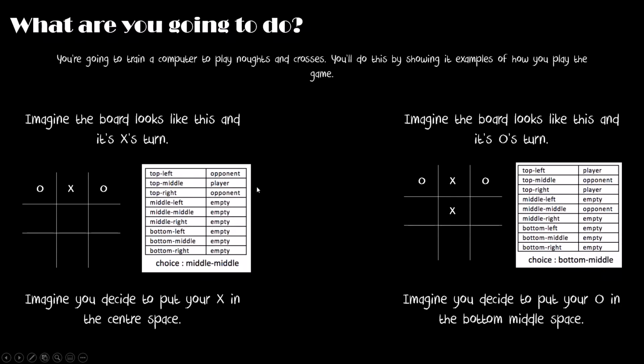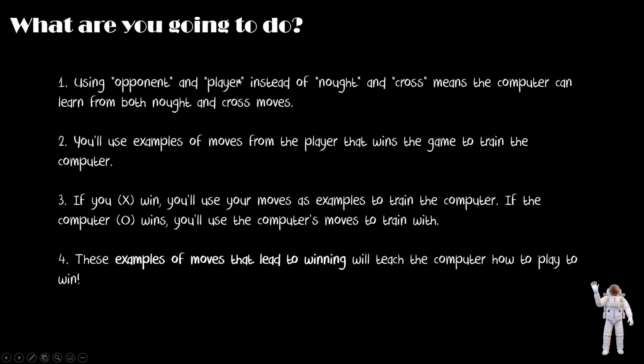Why do we do that? Using opponent and player instead of Noughts and Crosses means that the computer can learn from both Noughts and Crosses moves. You will use examples of moves from the player that wins the game to train the computer. If you, X, win, you will use your moves as examples to train the computer. If the computer, O, wins, you will use the computer's moves to train with. These examples of moves that lead to winning will teach the computer how to play to win.